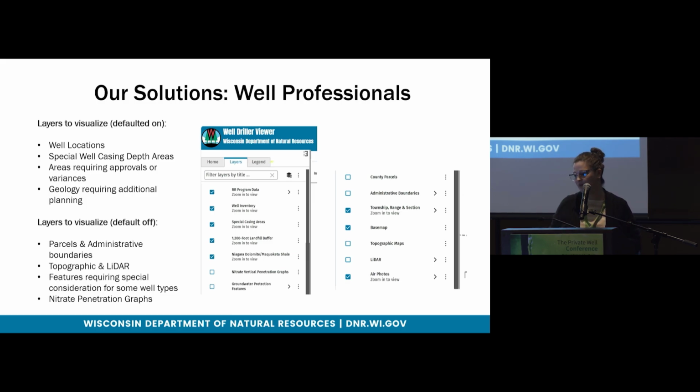And we've got some optional layers, things like parcels and administrative boundaries. So townships, villages, counties. We have topographic and LiDAR data. So maybe they want to know what the elevation is because the neighbor's well is 300 feet deep and you don't know if that actually applies on your property. And then we've got some other features like special considerations for well types. There are certain things they have to take into account when drilling high capacity wells. So those are flagged on there. And then we also have nitrate penetration graphs to try to help our drillers make better decisions and plan better when drilling in areas with nitrate contamination.